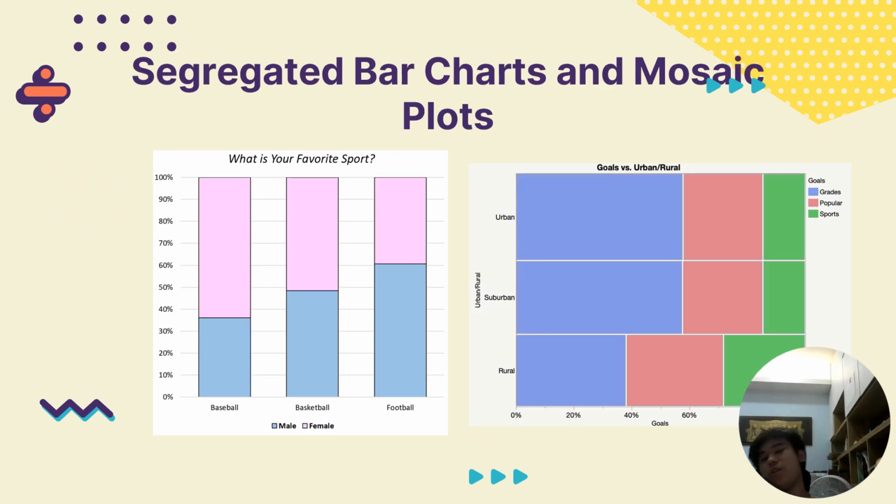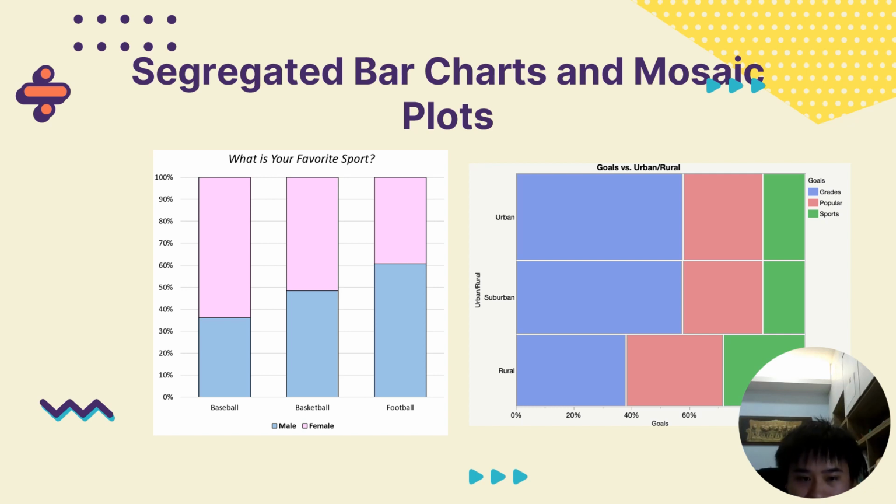Next, for unit 2, you'll be learning two new kinds of charts. You have the segregated bar chart and the mosaic plots. These two plots are actually quite similar. The advantage is basically you can see the difference in percentage of the two variables at the same time. For example, you can see from the left one, it shows two variables at the same time, and how many percent each takes.